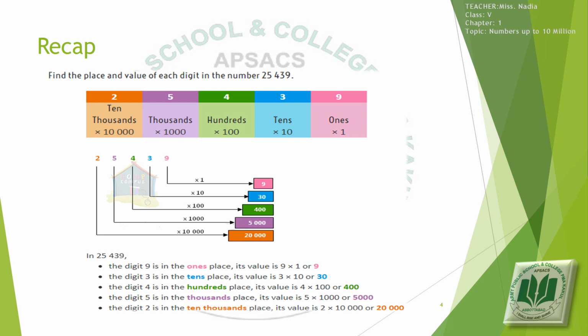25,439. This number is a 5-digit number, and when we have a 6-digit number, we leave one space between the 100 and 1000 digit. Look at the space between 5 and 4.